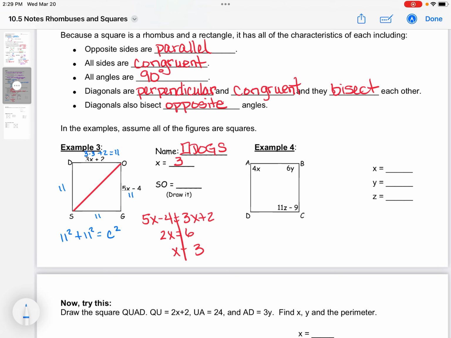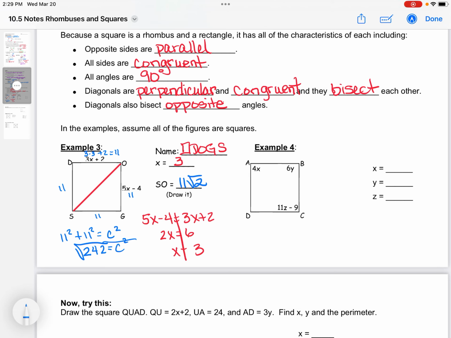So that means SO is the hypotenuse, and I can do 11 squared plus 11 squared equals C squared. This is a 45, 45, 90. So if you happen to remember, it is 242. And if you square root both sides, SO is equal to 11 times the square root of 2.